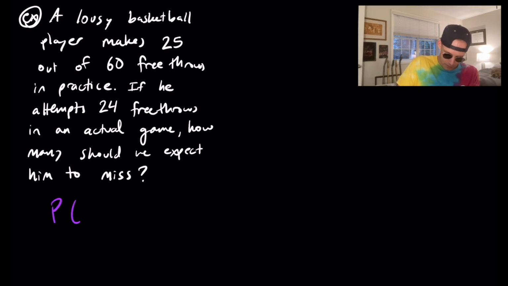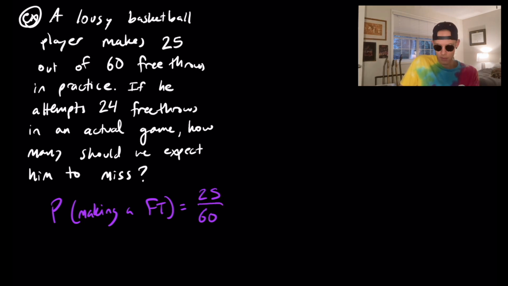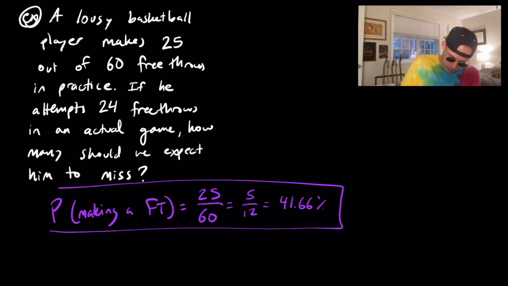So probability of making a free throw is going to be, well, he made 25 out of 60 attempts. If we simplify that fraction, we'll get 5 out of 12, and that comes out to be 41.66%. So that's all good and well. So he has a 41.66% chance of making free throws based on practice, which is all the information we have.